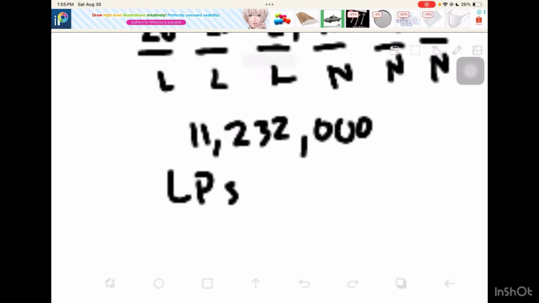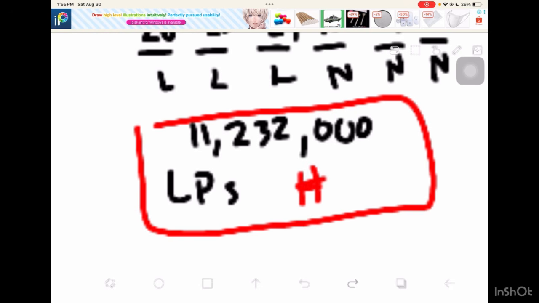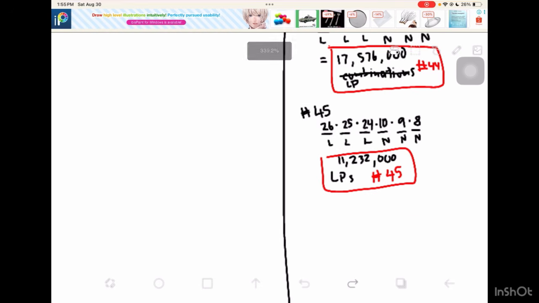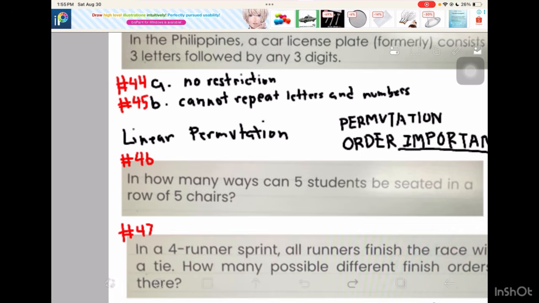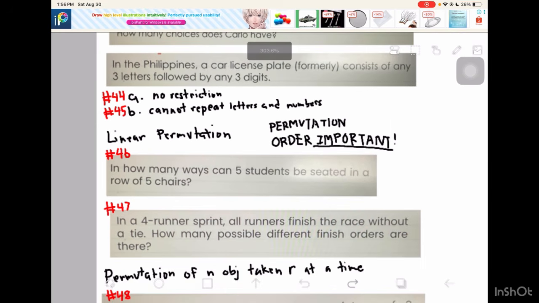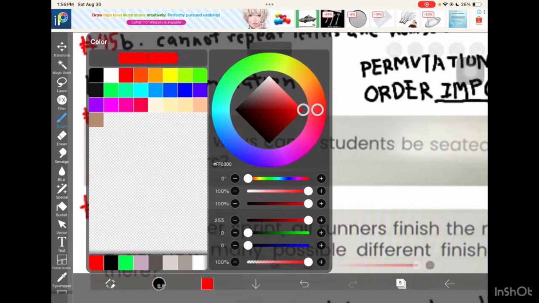License plates, and that's going to be number 45. Alright, next one. Linear permutation. Linear permutation is very simple. We can just use the n factorial we learned from a while ago. So let's answer number 46.